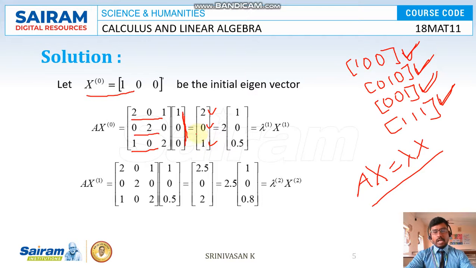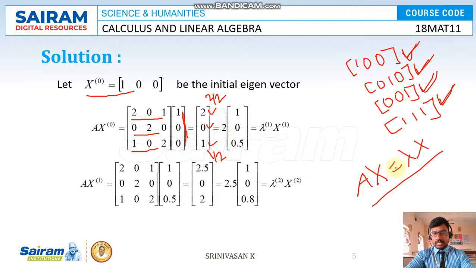If you use a calculator, A is fixed and we only have to change the vector. Otherwise, you can do it manually. If you do this, you get (2 0 1). Now in this matrix, we have to choose the largest numerical value. For (2 0 1), the largest numerical value is 2, so I take 2 outside. Here we get 2 divided by 2, that is 1; 0 divided by 2, that is 0; and 1 divided by 2, that is 0.5.